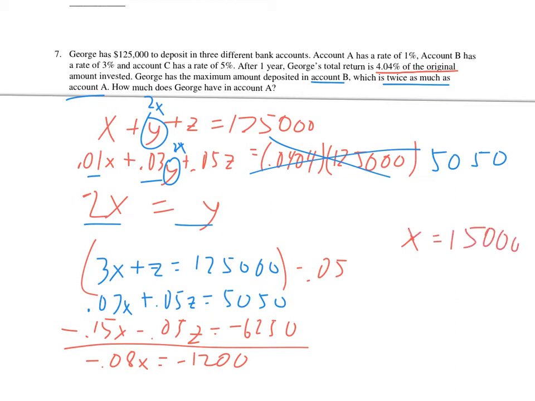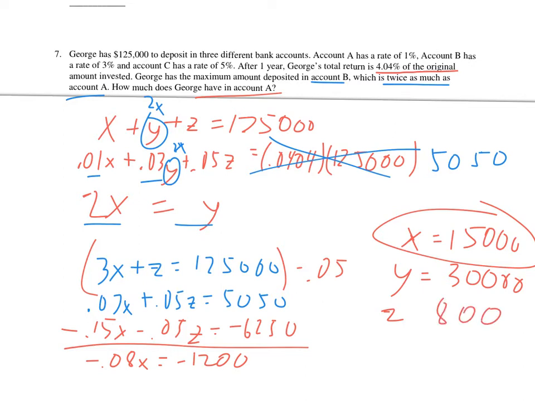I could keep going here. It's actually pretty easy because I know y is double that. And if any of you are thinking, hey, Mr. Berry, it's already asking for account A, so you already know that's the answer. Yeah, that's fine. But if you did need to find the rest, I would just plug them back into the easiest equation possible. And then z is 125,000 minus 45,000, and that's 80,000.